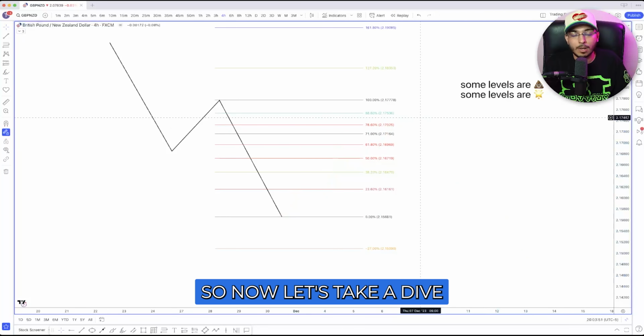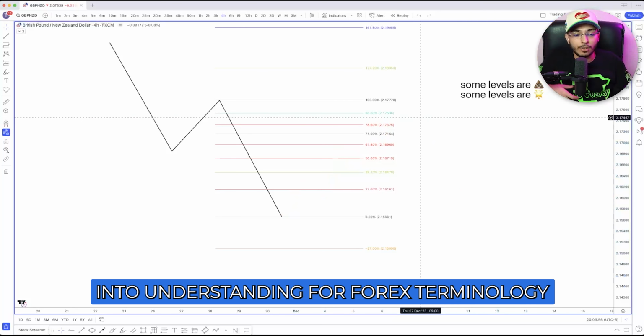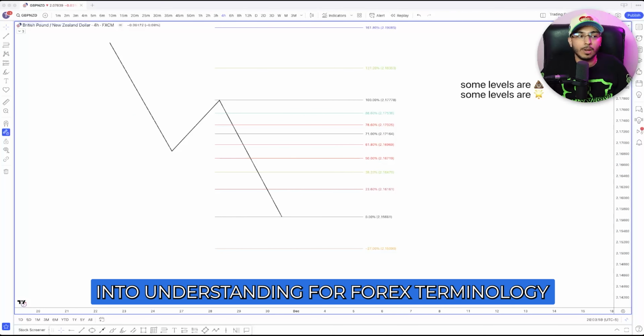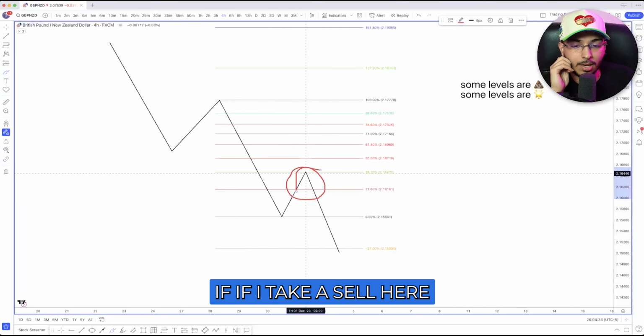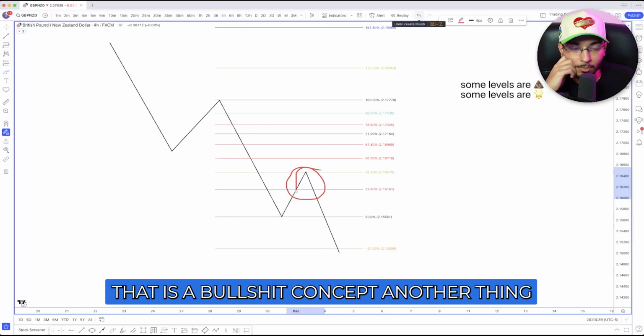So now let's take a dive into understanding Forex terminology, or just understanding how retailers like to perceive the market. What I want you guys to take away from that is this: a lot of basic Forex education teaches us that these lower levels, aka the 38.2 and 23.6, if the market comes and reverses off these levels, it's a very fast retracement. And what does that do? It entices traders to say, hey, if price comes up into these zones and I take a sell here, it should reverse pretty fast. That is a bullshit concept.